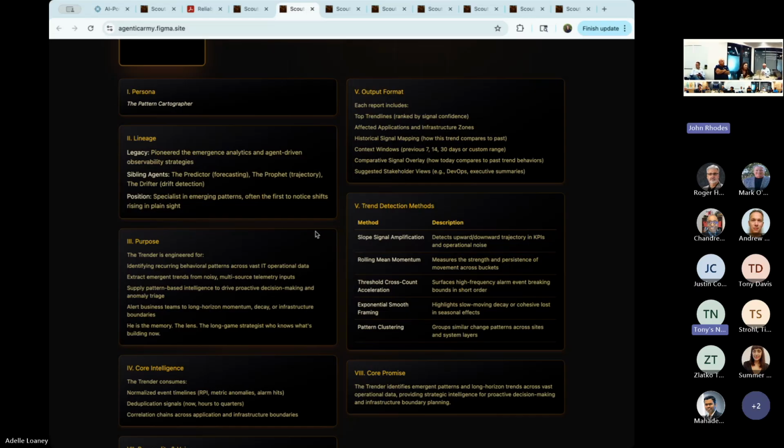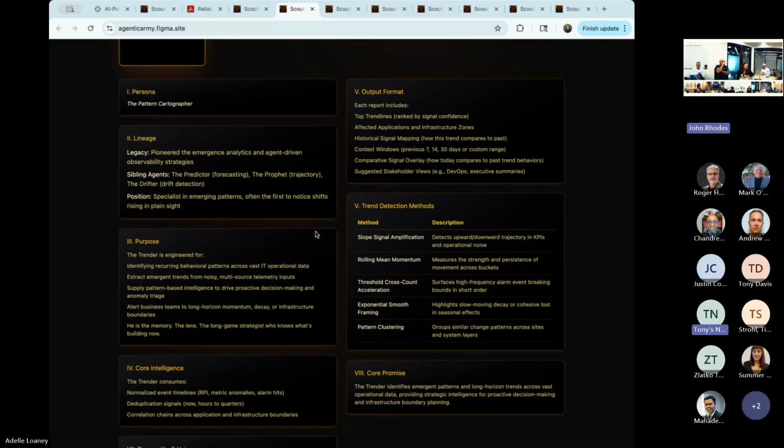He looks at our RPI score, different metric anomalies, alarm hits, and anything that might come from all of your inputted buckets and different software you're using. And then it simplifies it down, gets rid of the noise so that you can focus on what you need to do next.